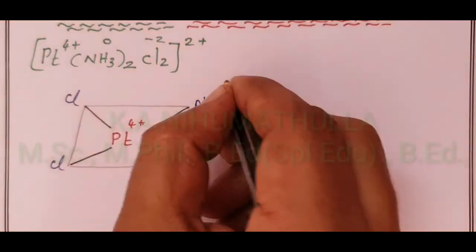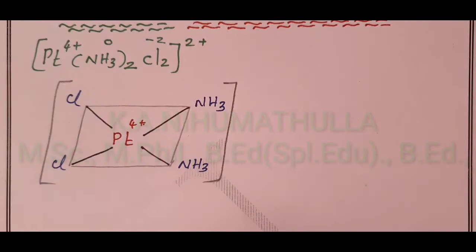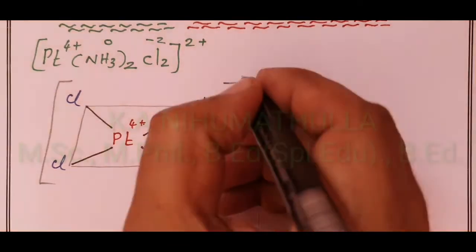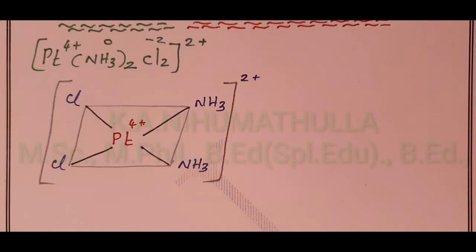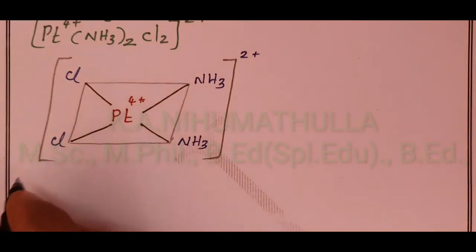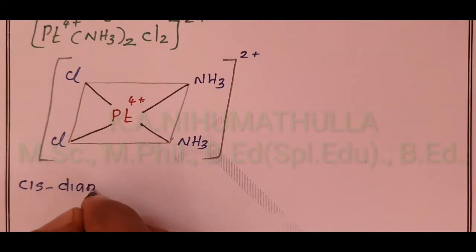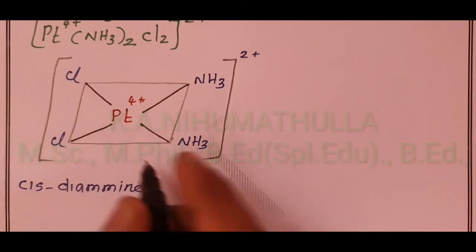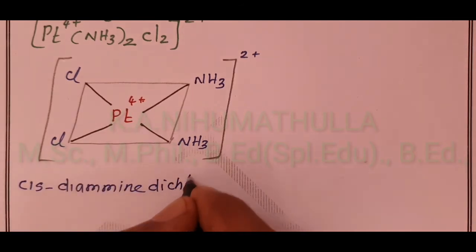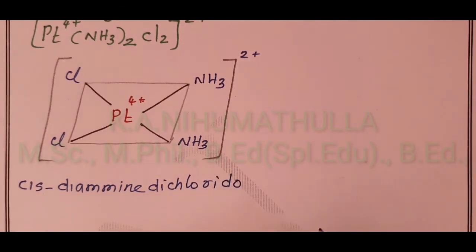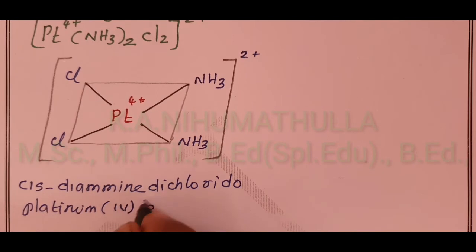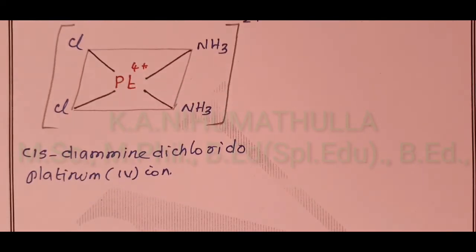Now, what is the name of this complex? IUPAC name, 2 plus on the complex. This is nothing but cis diamine dichlorido platinum 4 ion, and this complex is called cisplatin.